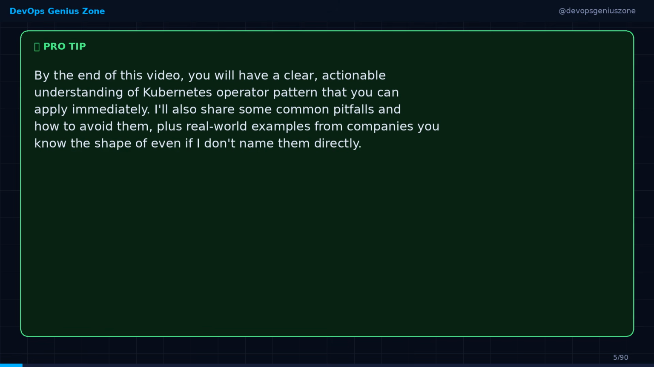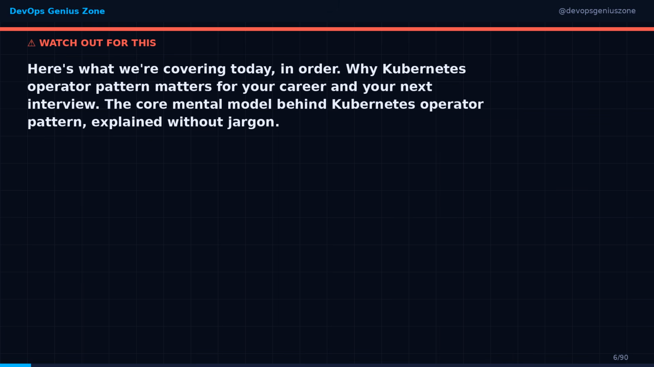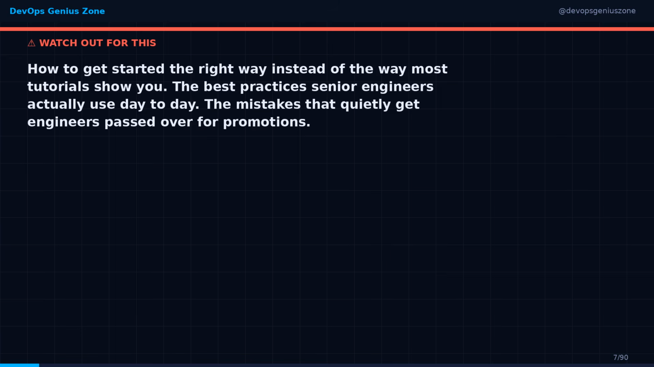Here's what we're covering today, in order. Why Kubernetes operator pattern matters for your career and your next interview. The core mental model behind Kubernetes operator pattern, explained without jargon. How to get started the right way instead of the way most tutorials show you. The best practices senior engineers actually use day to day. The mistakes that quietly get engineers passed over for promotions.